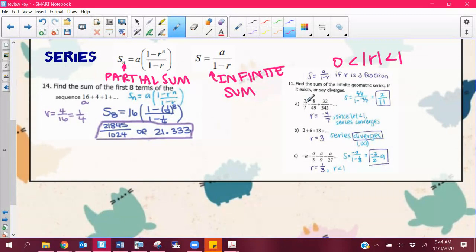So if I look here, again, if I can't find the common ratio, just divide the second term by the first term. And this one says that yes, my r is -4/7. So since that's less than 1, the series does converge, and I can plug it into this formula to find what it converges to. So if I add up all the terms in that series, I would get 2/11.